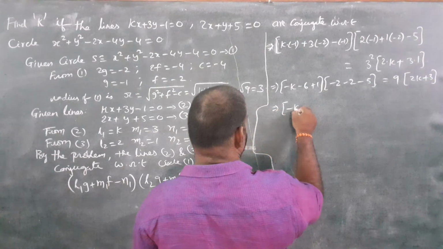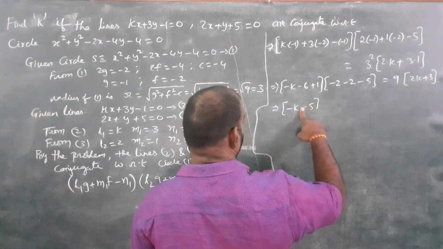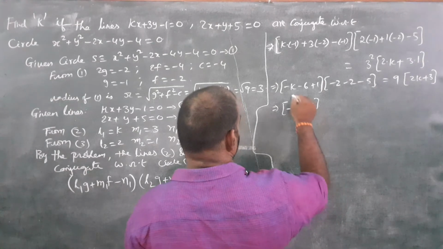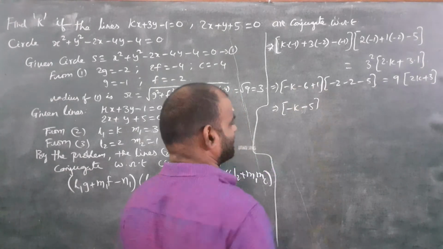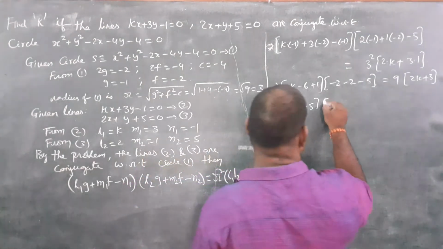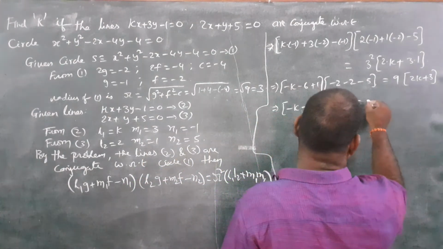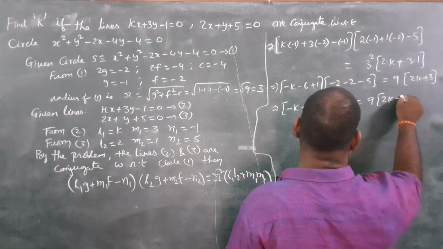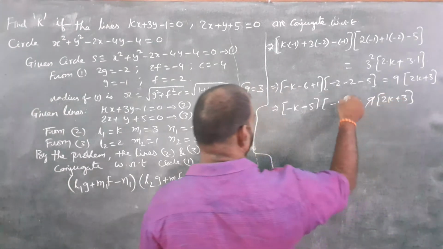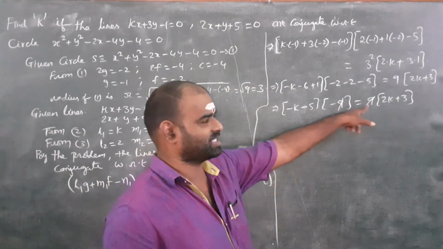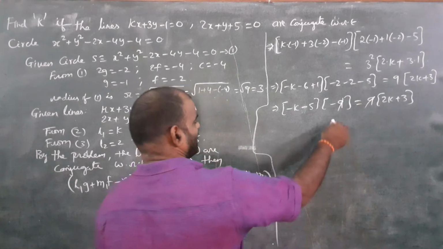Implies it is minus K plus 5. Sorry, minus K minus 5. Minus K minus 6 plus 1 minus 5 into minus 9 is equal to 9 into 2K plus 3. So you have to cancel this 9 and this 9 because it is multiplication. 9 and 9 cancel. Here minus 1 remains.